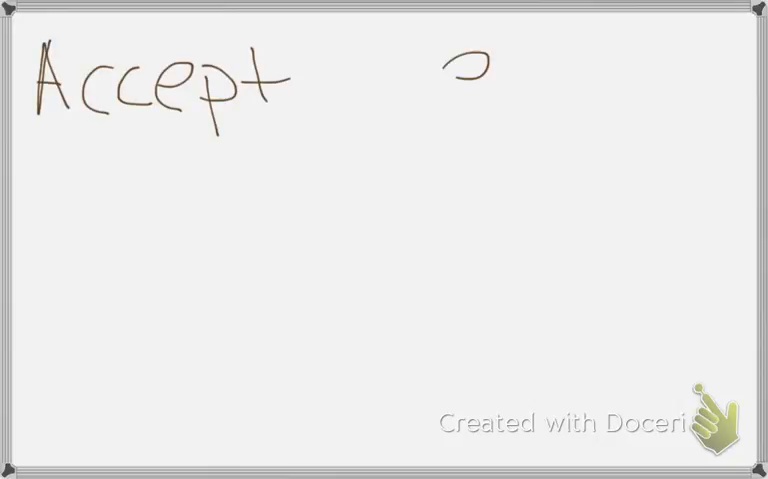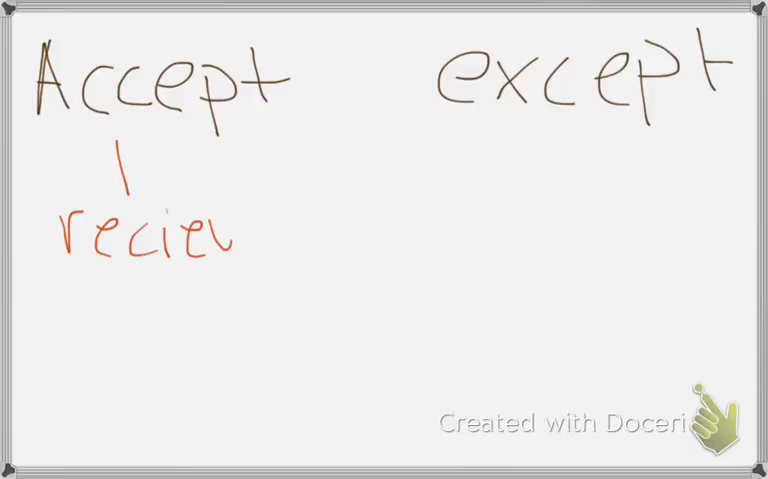Accept and except. Accept and except. So this one, accept, right here, is a verb meaning receive. Let's see, change that color. Receive. So, I can accept all of your suggestions. That's one way to use it.